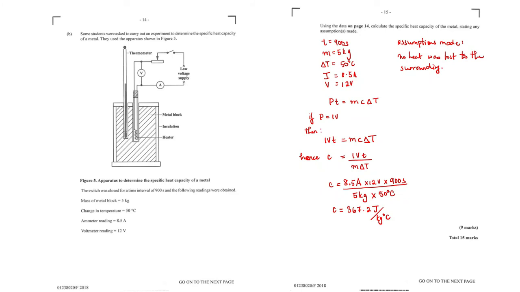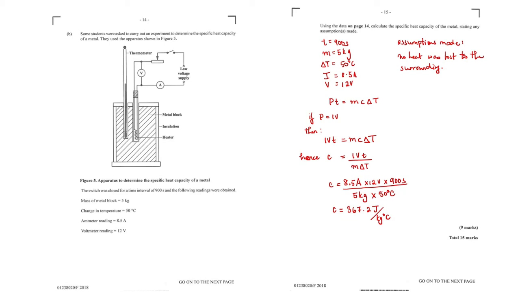Okay, given all of that, I still went and wrote it out underneath my question. I said using the data on page 14, calculate the specific heat capacity of the metal, stating any assumptions made, and the assumption made may be that no heat was lost to the surroundings. So we had the time, we have the mass, we have the change in temperature, we have the current, and we have the voltage.